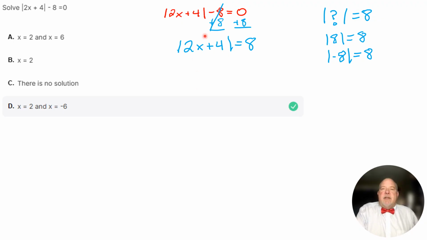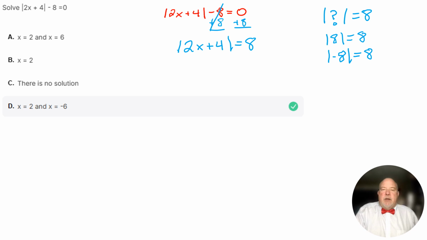So what that means is that what's inside of here, the 2x plus 4, could be 8 or it could be negative 8. So at this point, I'm going to take this and I'm going to split it into two equations and solve them. And that's how you end up with two answers. Now, the way you end up with no solution is if this 8 here was negative and it said the absolute value is equal to negative 8, that's no solution because absolute value is always equal to a positive. So you can't get a negative number out. So if you isolate this and it's equal to a negative number, that would be no solution. So just be aware of that.